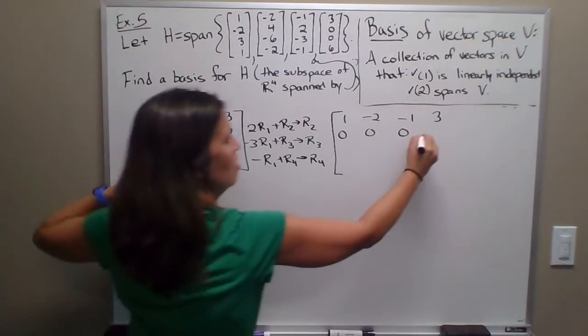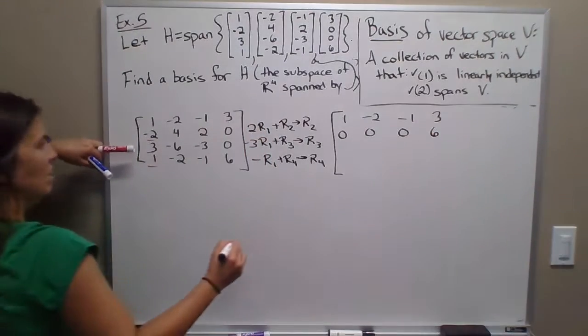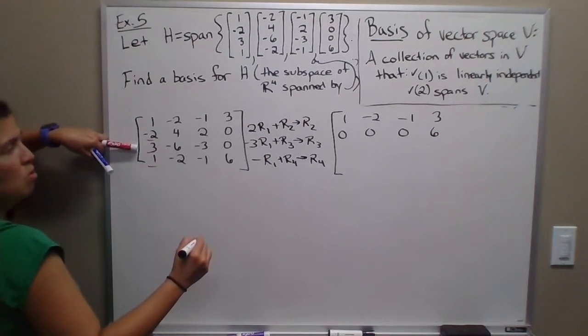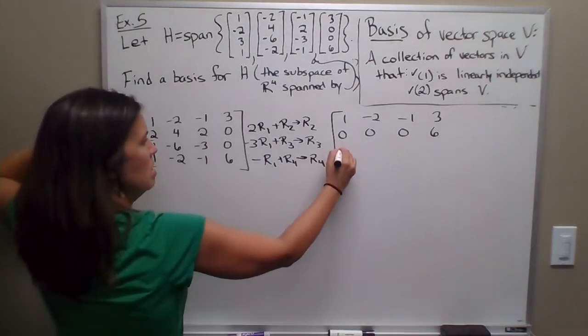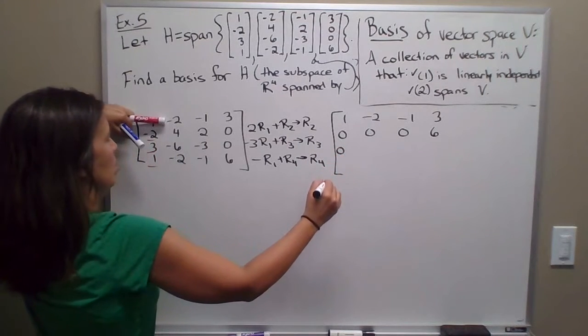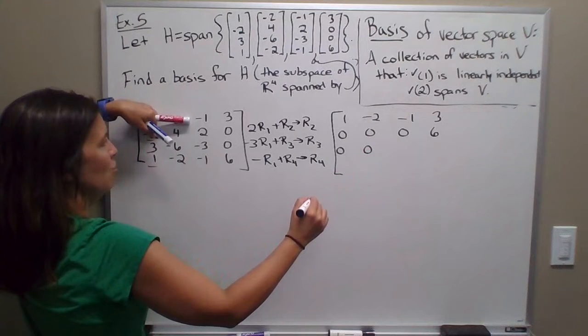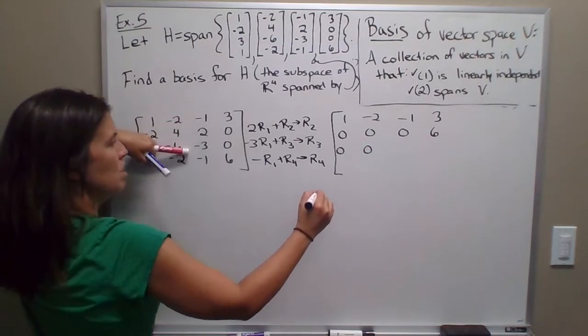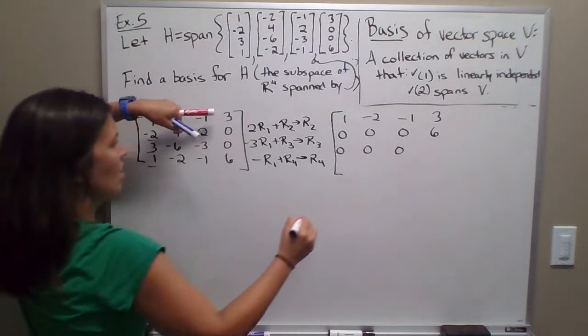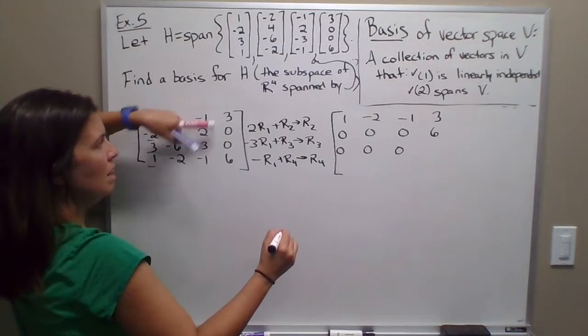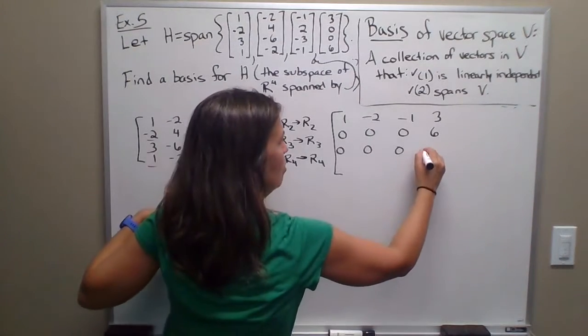So 6 plus 0. And then here, negative 3 row 1 plus row 3. So negative 3 plus 3. Positive 6 plus negative 6. Negative 3 times this would be positive 3 plus negative 3. And then negative 3 times this would be negative 9 plus 0.